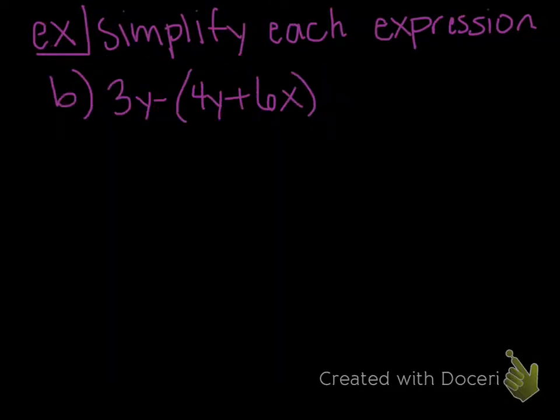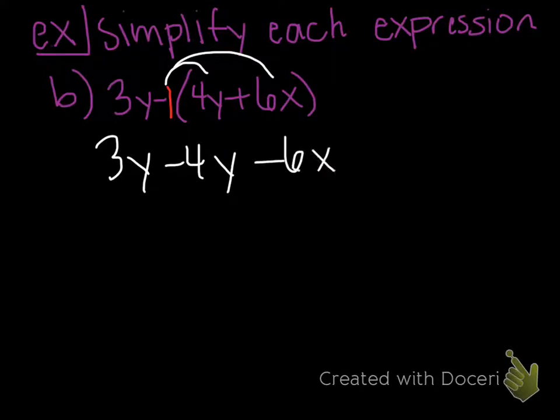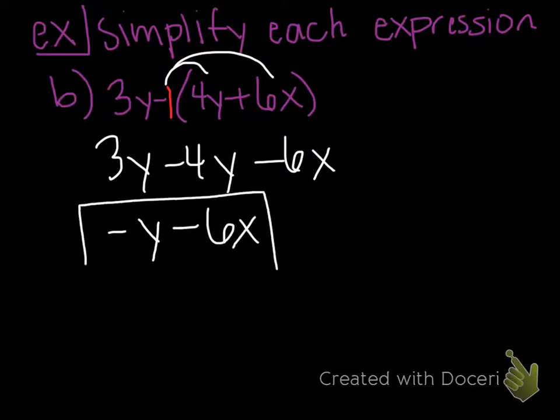For the next one, we are distributing a negative 1 per se, so if you want to write a little 1 in here, that way you know we're distributing a negative 1. So I have 3y minus 4y minus 6x. Again, going over the terminology, right now I have 3 terms, 2 are considered like terms. So when I put them together, I get negative y minus 6x. So that's it for simplifying.